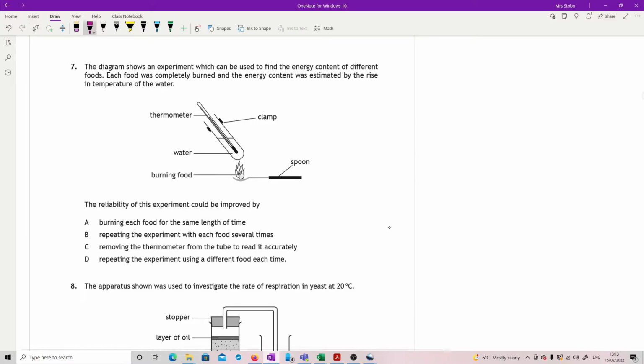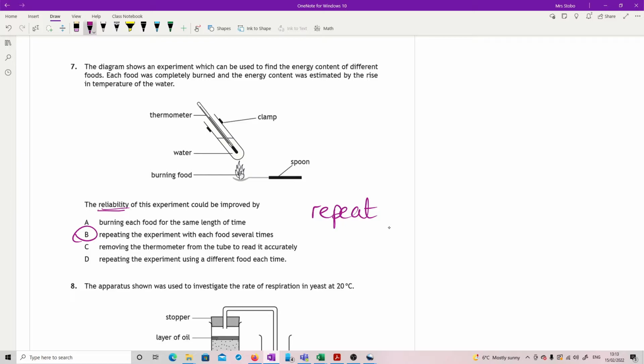The diagram shows an experiment which can be used to find the energy content of different foods. Each food was completely burned and the energy content was estimated by the rise in temperature of the water. And we have a little picture of a pretty straightforward one that we can do in the lab. Okay, there's lots of issues with it, but they're asking about the reliability of this experiment could be improved by. So reliability is whether you trust the answer that you're getting. It is always about, can you find some way of repeating? And they've got it just straight there. Repeat the experiment with each food several times.